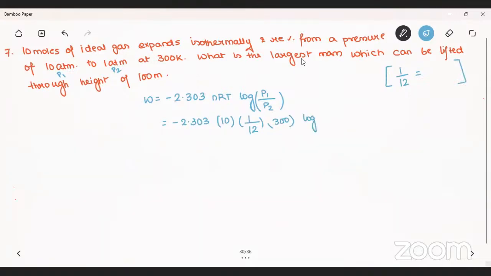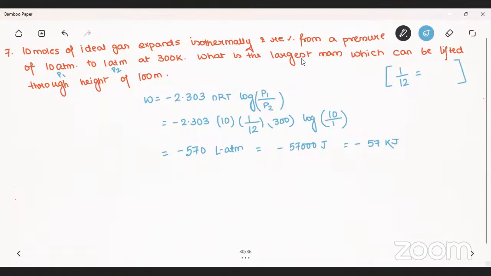Log of 10 by 1. So what is the answer? Minus 570, I guess. Minus 570 liter atm, which is minus 57,000 joules or minus 57 kilojoules. Okay, whatever the calculation is, just do the calculation at your home.